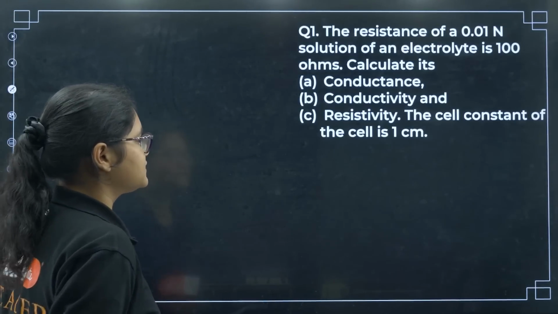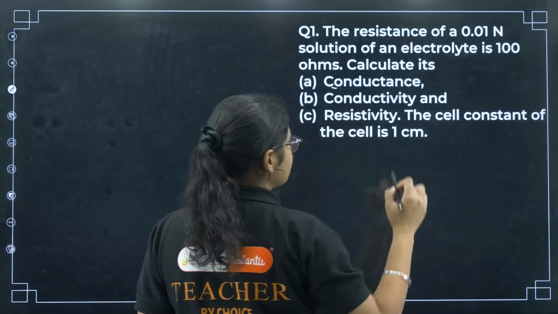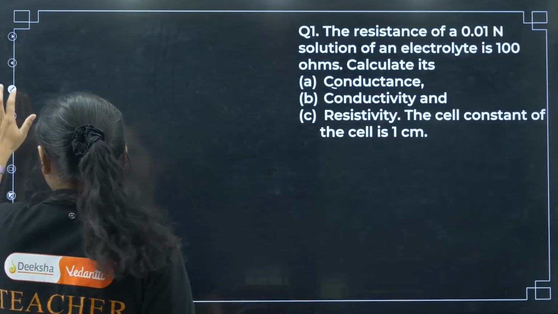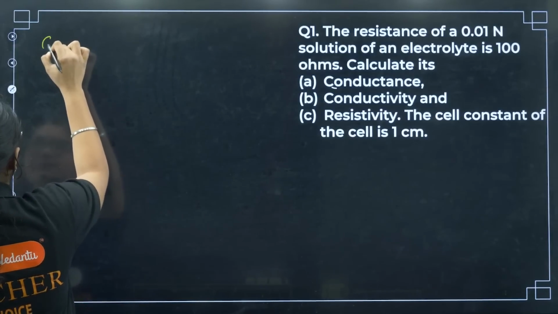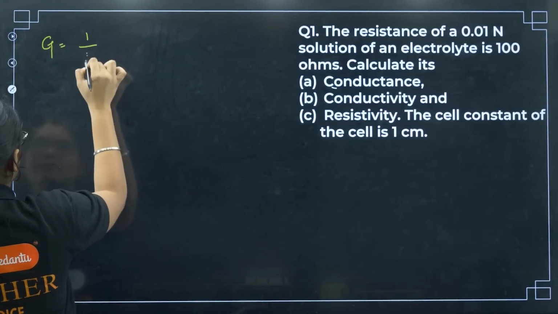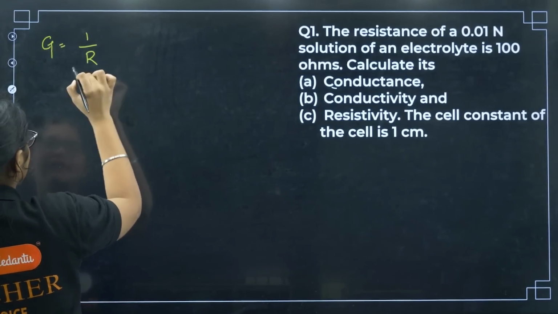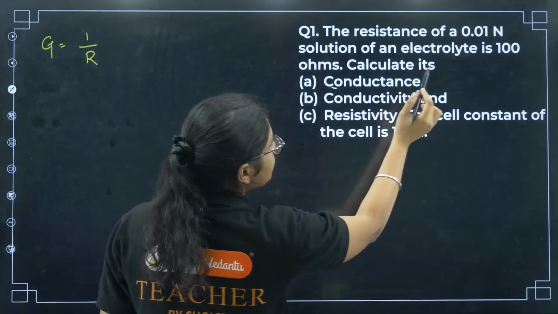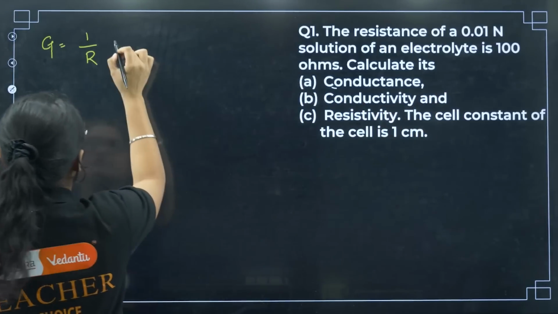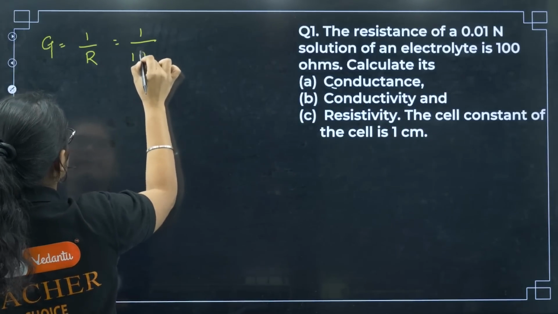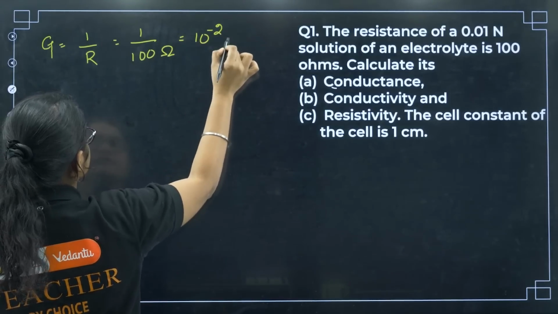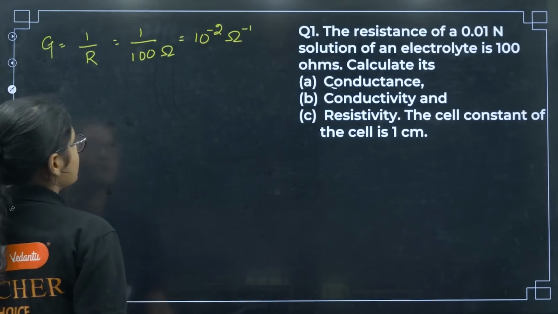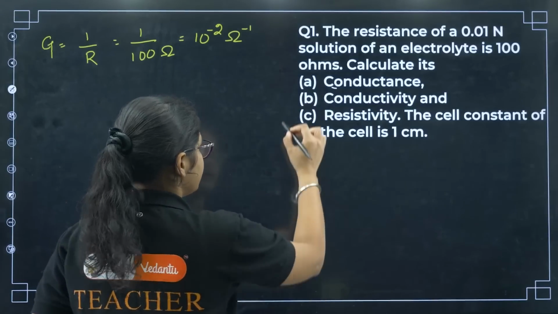So first of all, what is conductance? Conductance is the inverse of resistance. So conductance, denoted by G, is equal to 1 by R. We have been given R is equal to 100 ohms. So I can simply write 1 by 100 ohms, and that is equal to 10 to the power minus 2 ohm inverse. So that is your conductance. Clear?